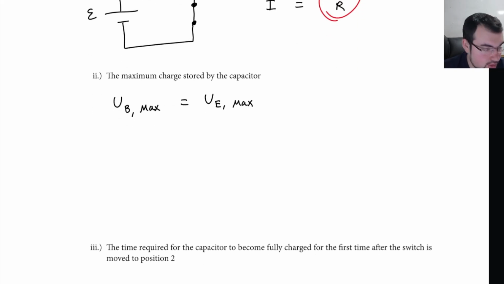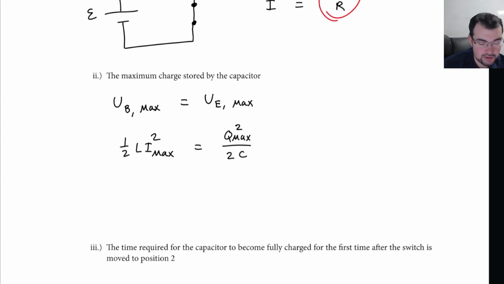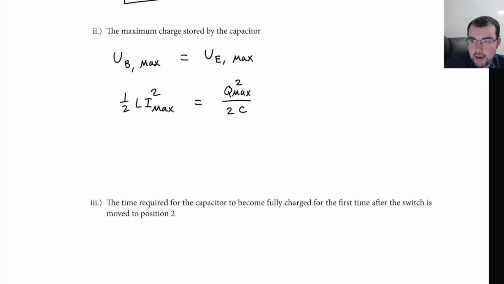When is the B field maximized? When 1/2 L i squared is maximized. And then similarly, we get Q max squared over 2C for our electric field. And we see that the 1/2s cancel, so we get L i squared is equal to Q squared over C.